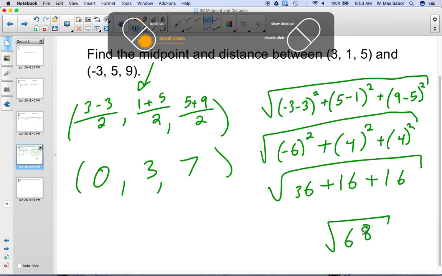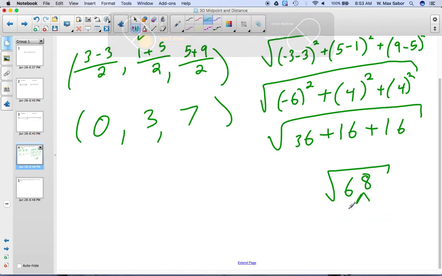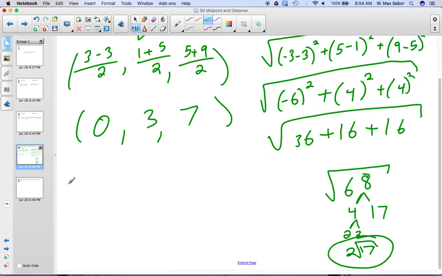Can we simplify that further? Yes, it's divisible by 4. So then we get 4 and 17. So 2 square roots of 17 is going to be our distance.